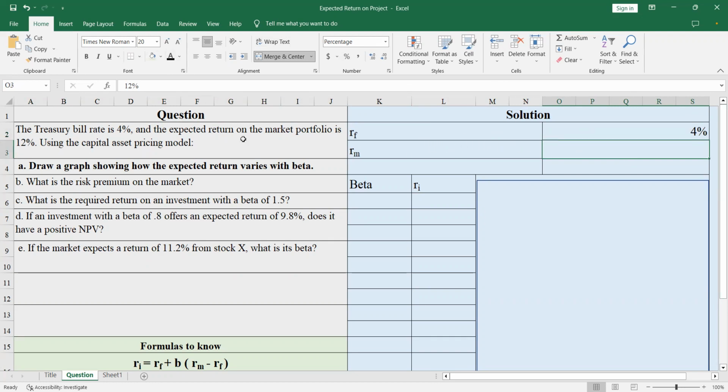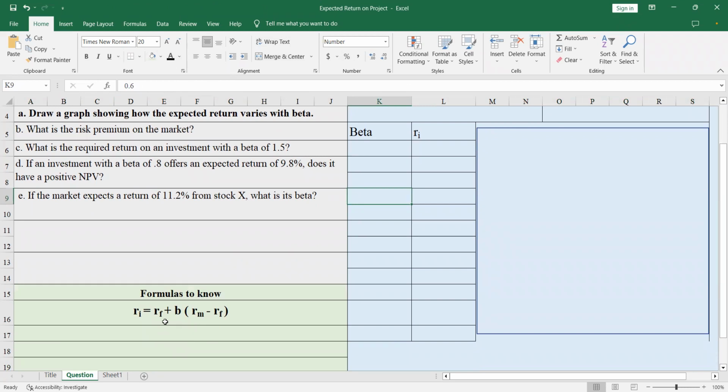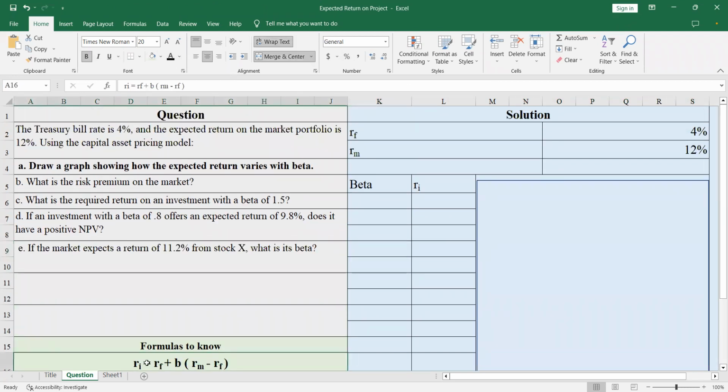return is 12%. Now, the formula that we need to know is the formula of CAPM: Ri, the expected return, is equal to Rf, the risk-free rate, plus beta, the sensitivity to the market, times Rm minus Rf. Rm is the market return minus Rf, the risk-free return.